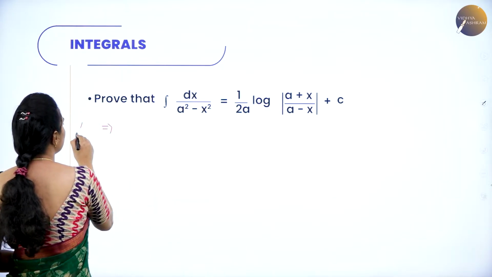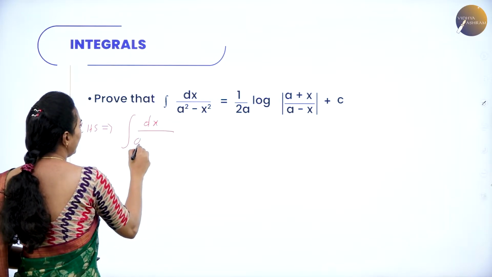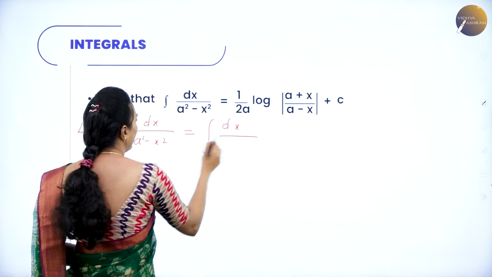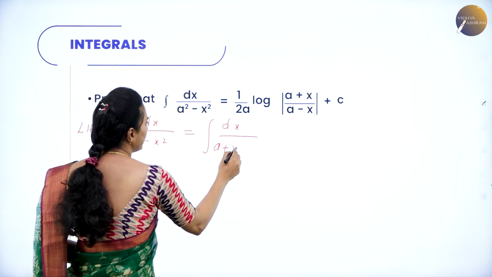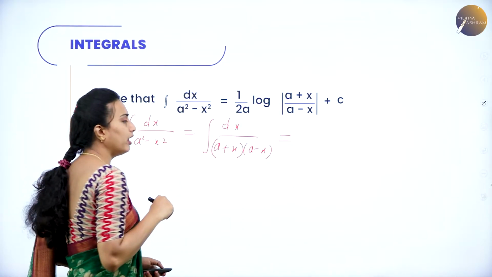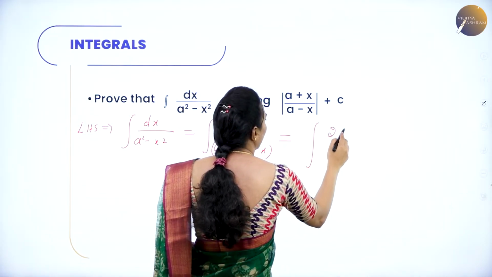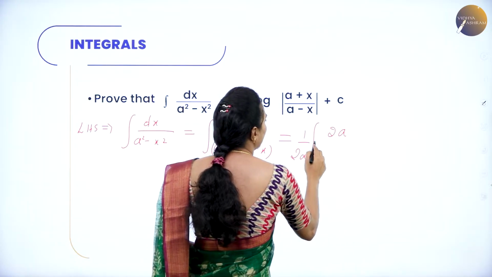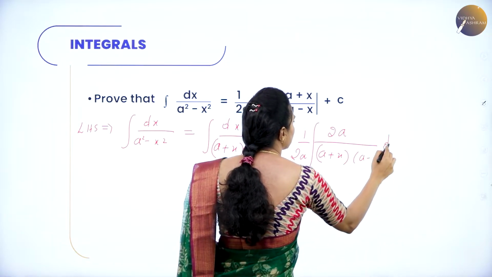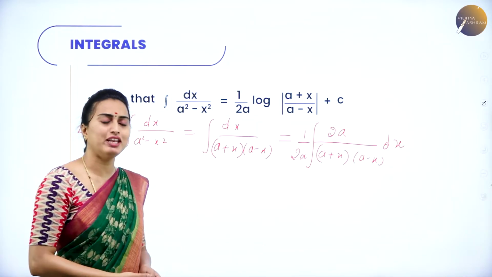The left hand side is the integral of dx divided by a squared minus x squared, which can be written as the integral of dx divided by a plus x into a minus x. Here I do not have 2a, because on the right hand side you have 2a for the proof. So here also I am going to multiply and divide by 2a. Here you can observe the numerator does not have an x term, because the denominator is a combination of x and a.